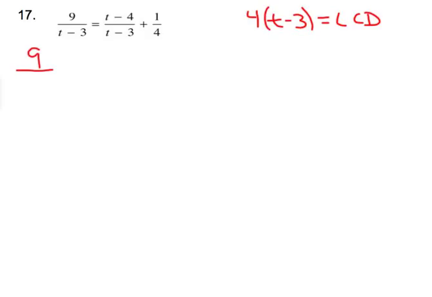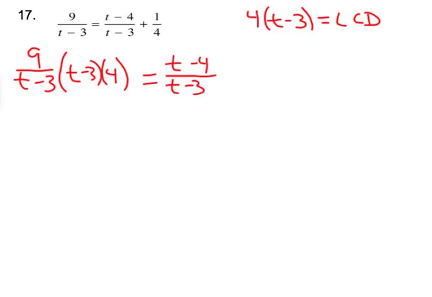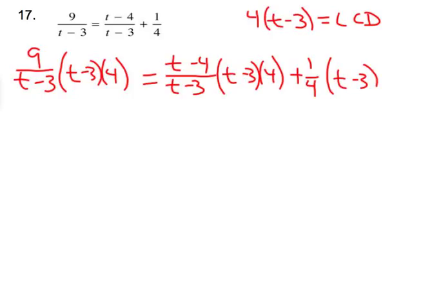So showing that step there, I'm going to take the 9 over the t minus 3. I'm going to multiply it by the t minus 3 times 4. That's going to be set equal to the t minus 4 over the t minus 3, which also has to be multiplied by the t minus 3 times 4. And the 1/4 has to also be multiplied by the t minus 3 times 4.